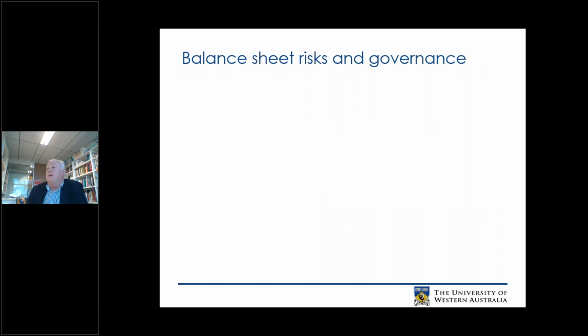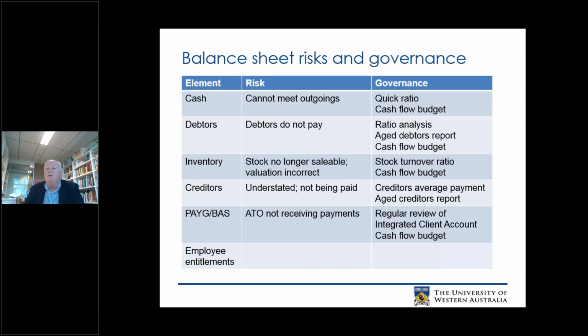At the end of the day then, the balance sheet risks and governance are really important for your organisation to consider. In this panel, you can see a number of examples that are provided in relation to key elements that are often represented. Cash, debtors, inventory, creditors, and PAYG, BAS contributions are really important things to think about.